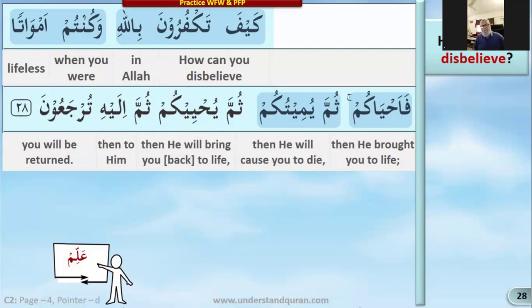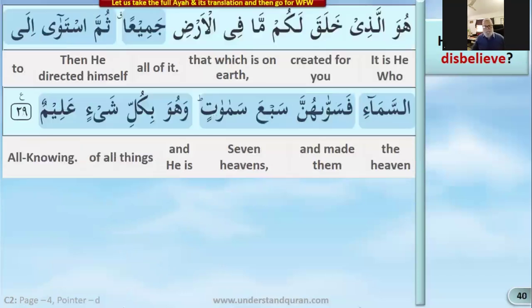Bismillahirrahmanirrahim. Kaifa, how, takfuruna, can you disbelieve, billahi, in Allah, wa kuntum, when you were, amwatan, lifeless, fa ahyakum, then He brought you to life, summa yumitukum, then He will cause you to die, summa yuhikum, and then He will bring you back to life, summa ilayhi, then to Him, turja'un, you will be returned.